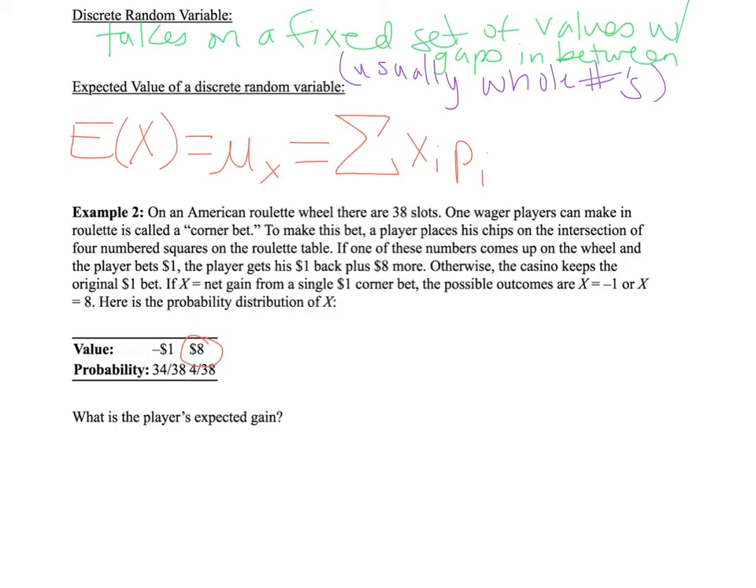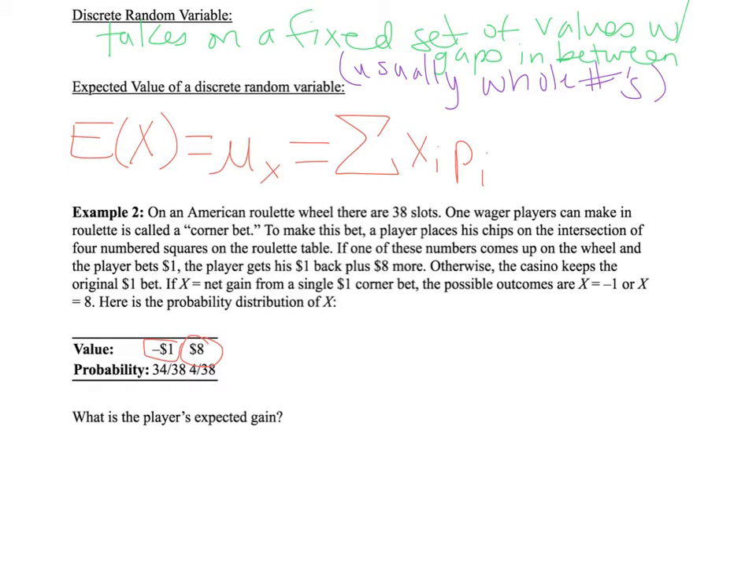Now, the other case is if there's 34 numbers that you could have gotten, none of which were the ones that you bet on. In that case, you would lose $1. So that's where this probability distribution comes from. And the question that I asked you is, what is the player's expected gain? So there's a few ways to do this. If you want, you're welcome to use the formula above.